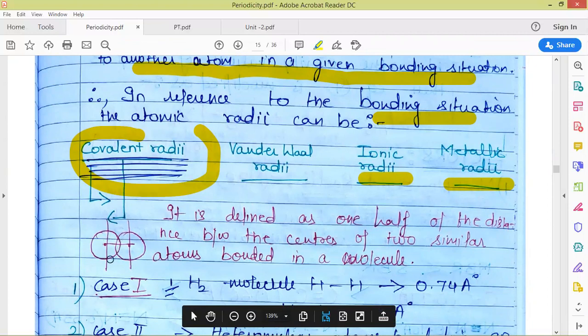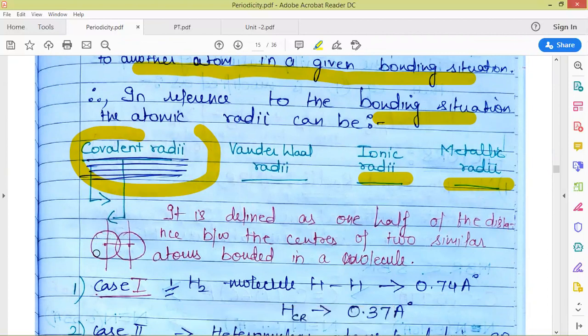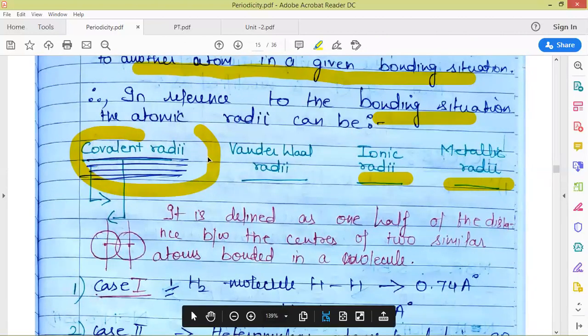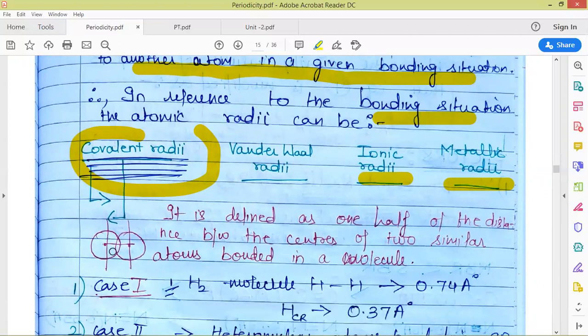Say these are the two atoms of a similar element. Say two hydrogen atoms are there. As we all know, a covalent bond includes the overlap of atoms.